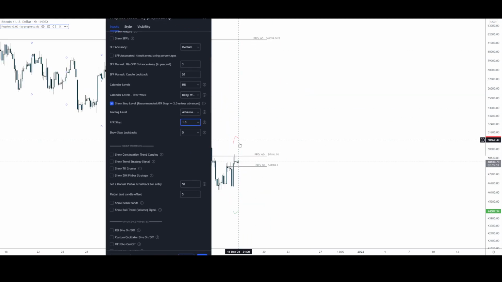Then that'll actually bring that level in. See how it's much closer now? So it's using ATR 1. So you can backtest this and work out what you like. 1.5 to 2 is a noob friendly safe.